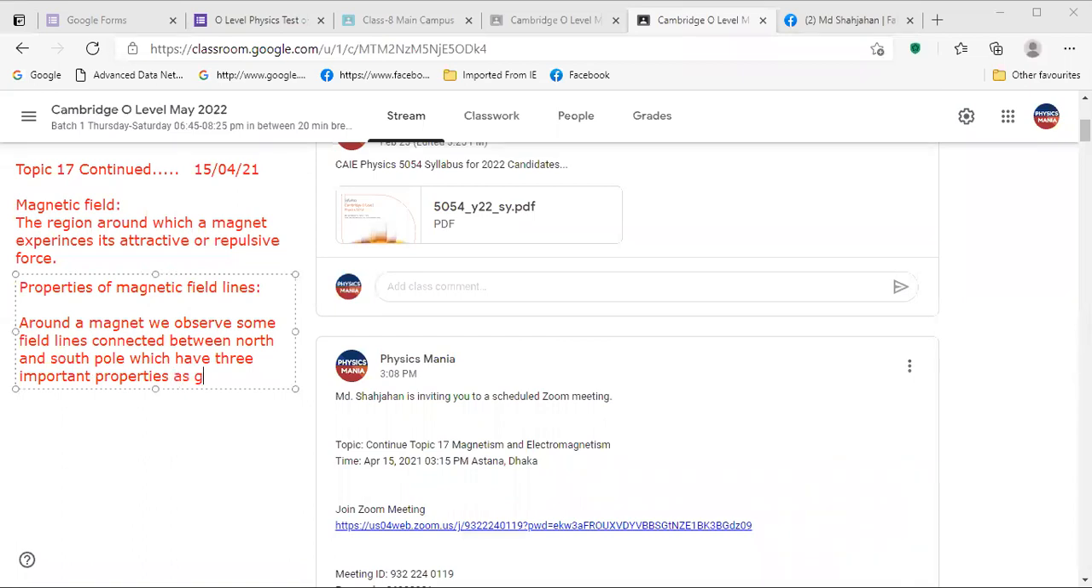As given below. Number one, magnetic field lines start from the North Pole and end at the South Pole.